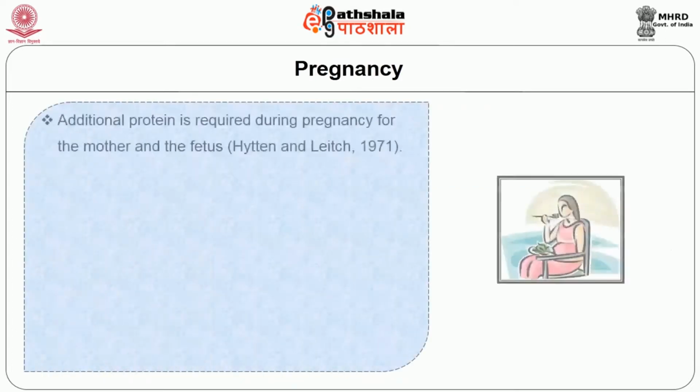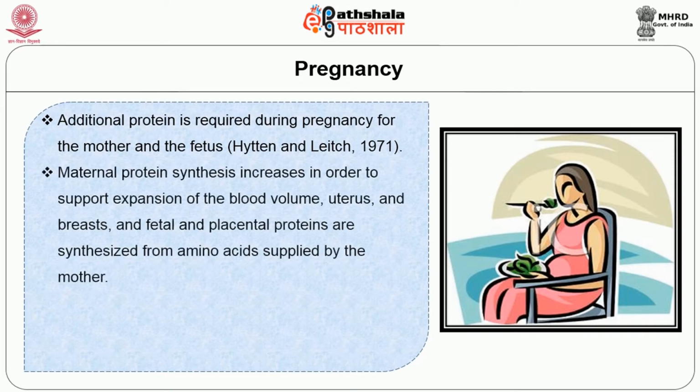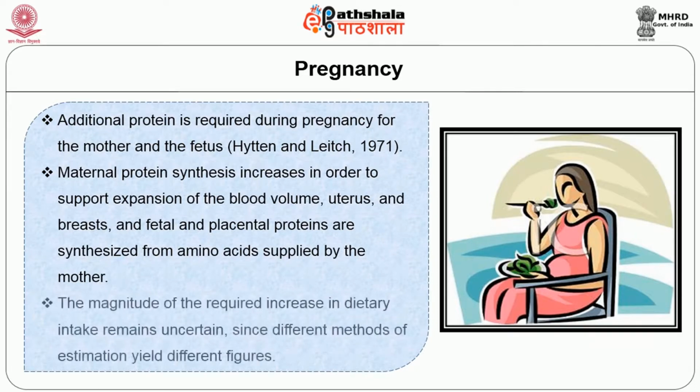In pregnancy, additional protein is required during the period for the mother and the fetus. Maternal protein synthesis increases in order to support expansion of the blood volume, uterus and breasts, and fetal and placental proteins are synthesized from amino acids supplied by the mother. The magnitude of the increase required in dietary intake remains uncertain, since different methods of estimation yield different figures.